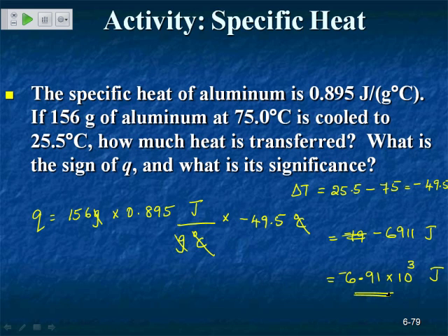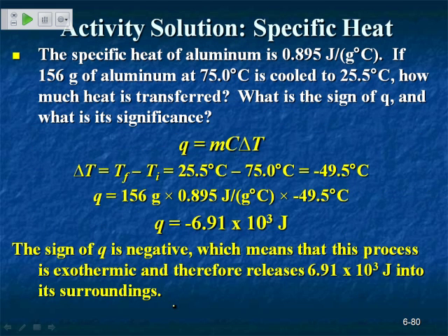Okay. What is the sign? Of course, everybody can see. The sign is negative. What is its significance? Negative Q means what? It is an exothermic reaction, or this much amount of heat is released to the atmosphere when aluminum is cooling. Right, there is your answer slide.